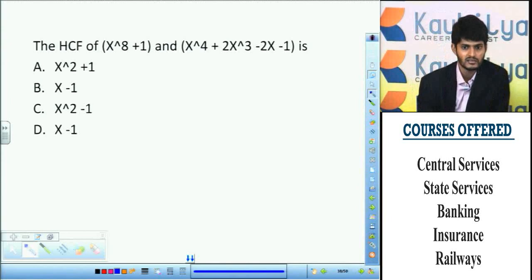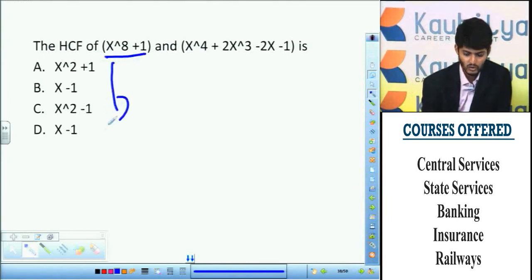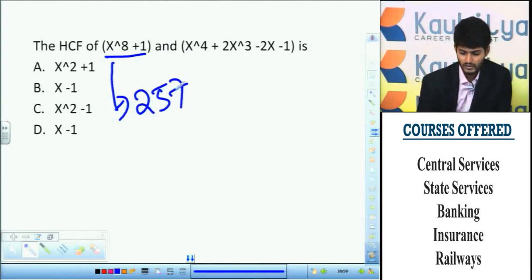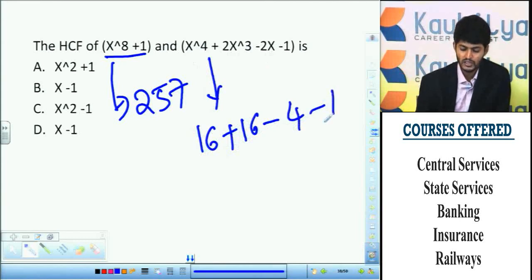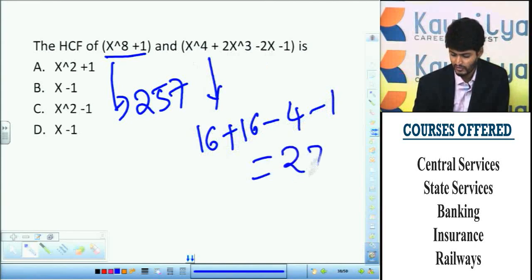Let us say I will put the value of x is equal to 2. So this first term will become 2 power 8 plus 1. So 2 power 8, as you are all aware, is nothing but 256, right? So this will become 257. Then this would be x power 4, which is 2 power 4, which is 16, plus 2 into x cube, which is 2 power 3, which is 8, so 2 into 8 is 16, minus 2 into 2, 4, minus 1. So you have 16 plus 16, 32, minus 5, which is 27.